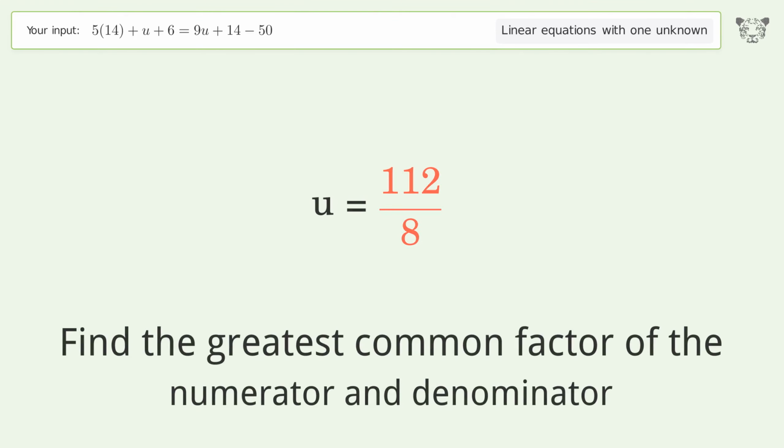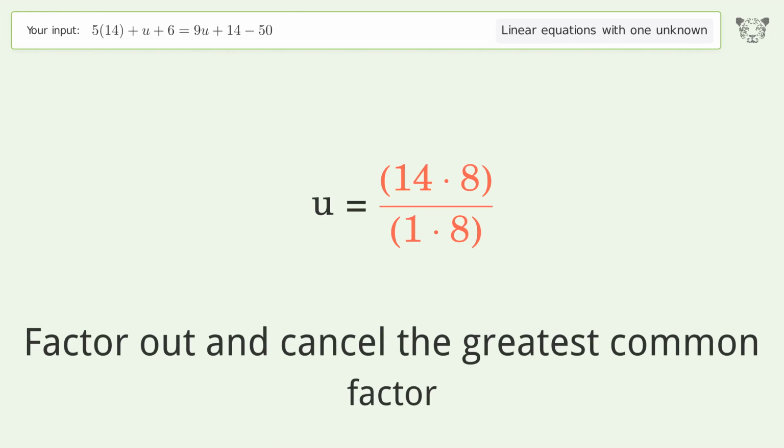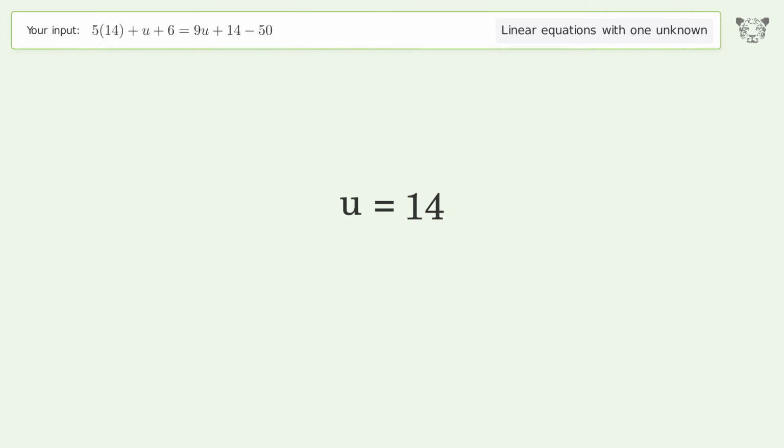Find the greatest common factor of the numerator and denominator. Factor out and cancel the greatest common factor. And so the final result is u equals 14.